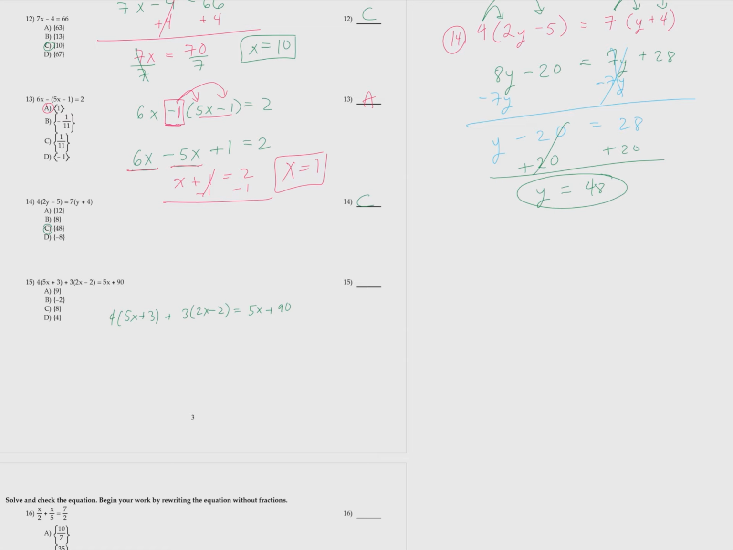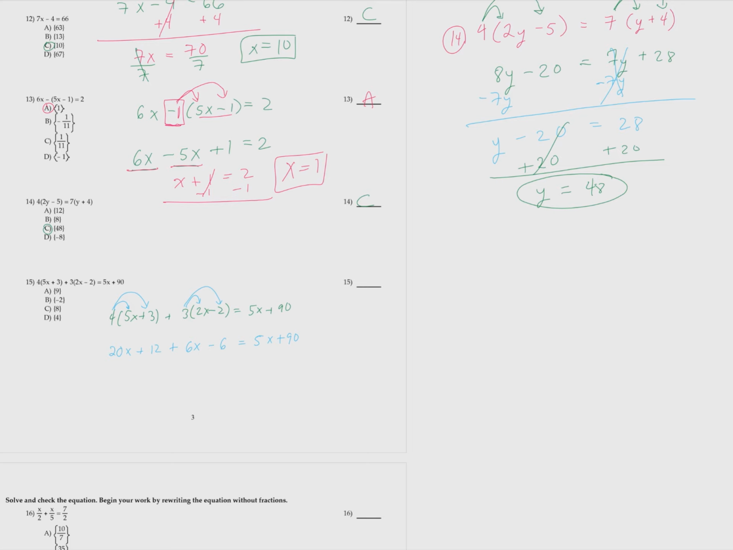So to ungroup it, we're going to distribute the 4 in the first parentheses and the 3 in the second one. So now 4 times 5, that's 20x. 4 times 3 is positive 12. Plus, now 3 times 2x is 6x. And 3 times negative 2 is negative 6.